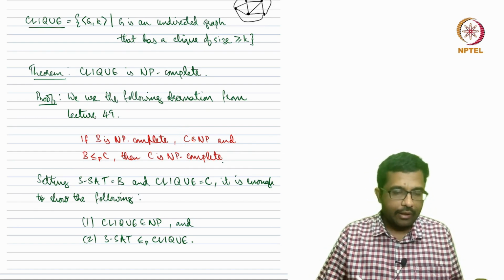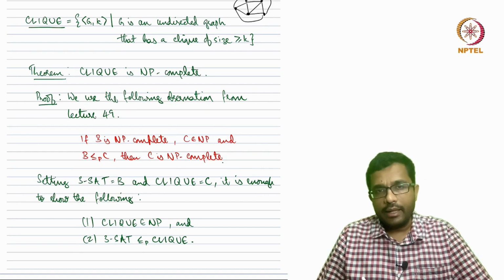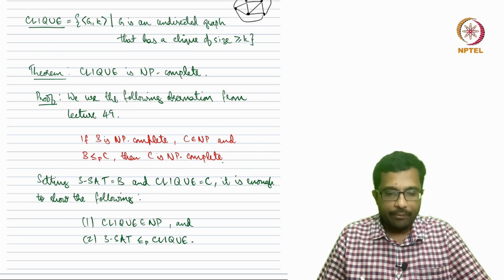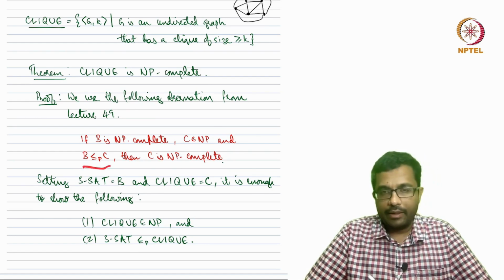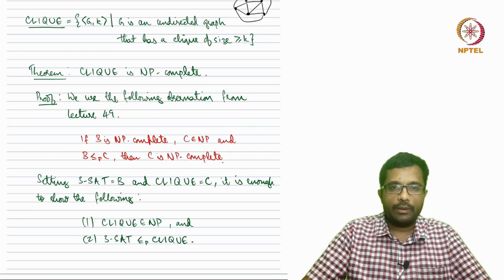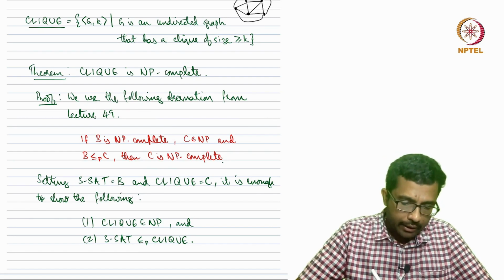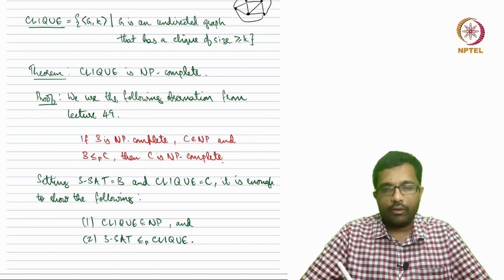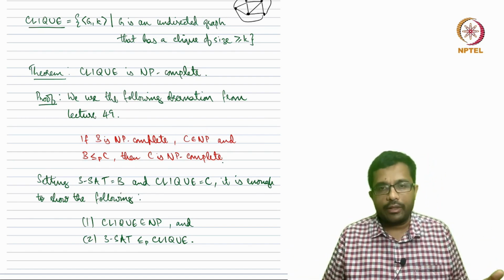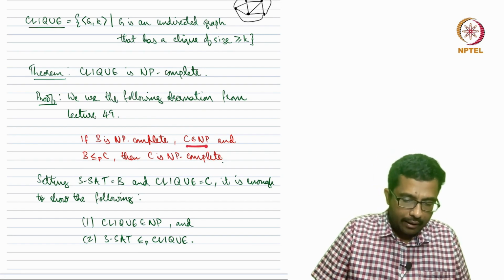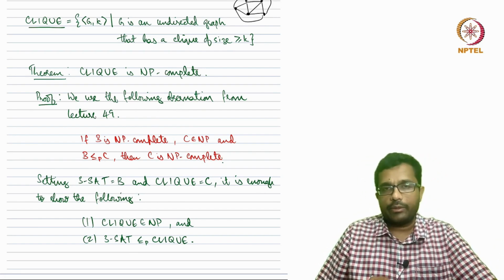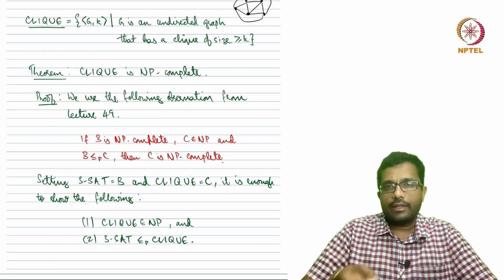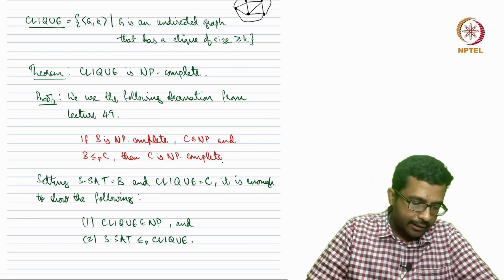So all that we have to do is choose a known NP complete language B, then show that B reduces to C, where C is the language that we want to show as NP complete, and then show that C is in NP. Or we could change the order. We could show that C is in NP and show that B is reducible to C for some NP complete language B.